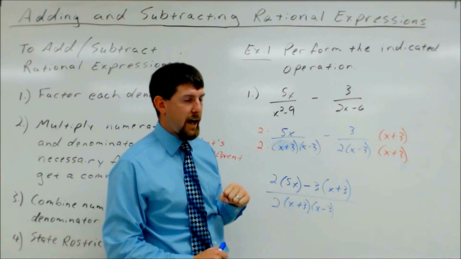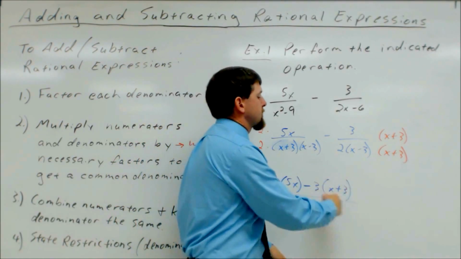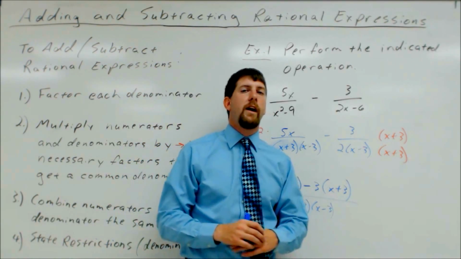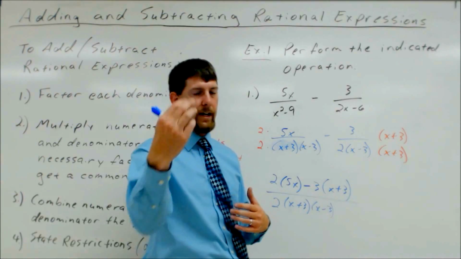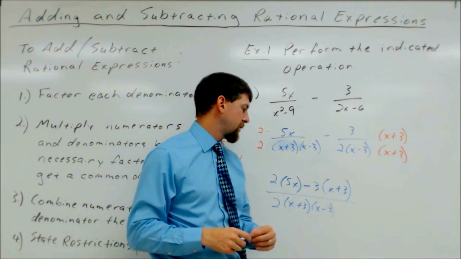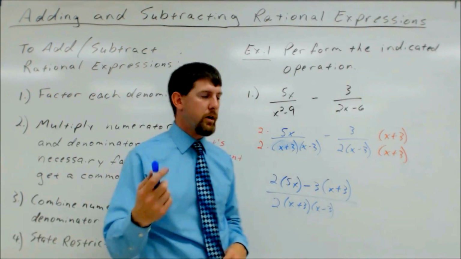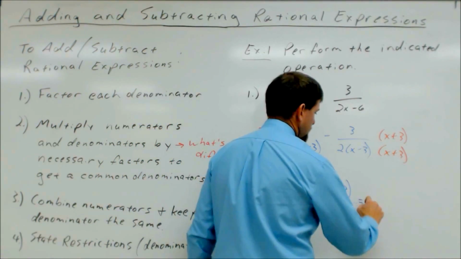Remember, terms are things we add and subtract. 2 is a factor of this term of the numerator. X plus 3 is a factor of this term of the numerator. So if it's not a factor of the entire numerator, then it's not a factor that can cancel with a factor of the entire denominator. So when we're at this point, when we're on our combine step, we're going to just put it all together as one fraction. Then we're going to distribute and combine like terms.